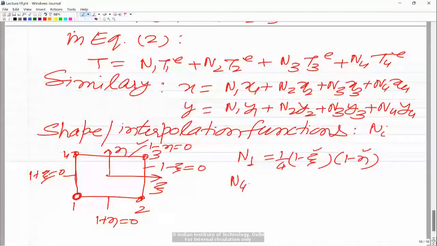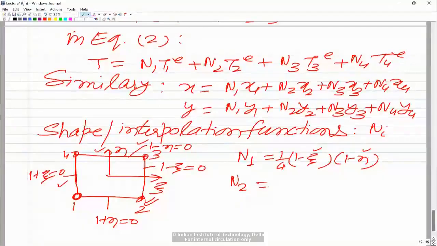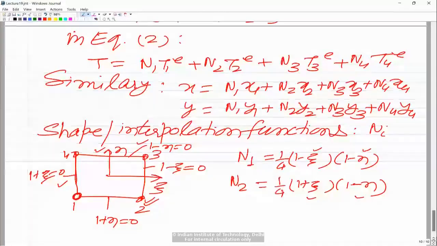Similarly, if you look at N2, N2 corresponds to this node. So you take the equation of this line and this line. So N2 would be (1 plus xi) into (1 minus eta), and the coordinates of node 2 are xi equal to plus 1 and eta equal to minus 1. So these two will give you again 4. So I need to divide it by 4, so that N2 is unity at node 2 and 0 at nodes 3, 4 and 1. In the same way you write the shape function N3.